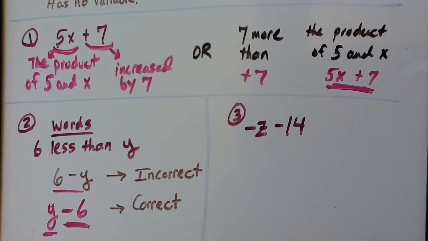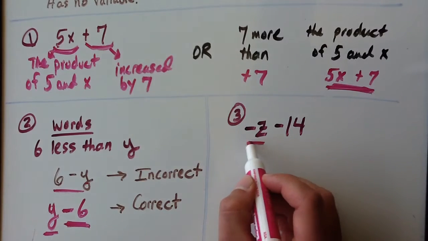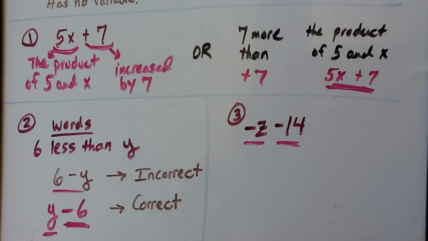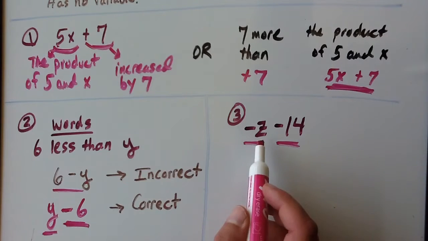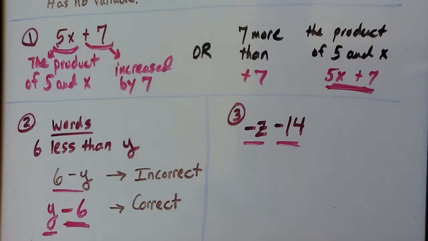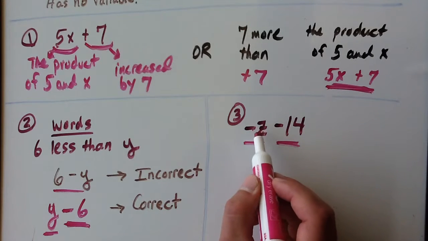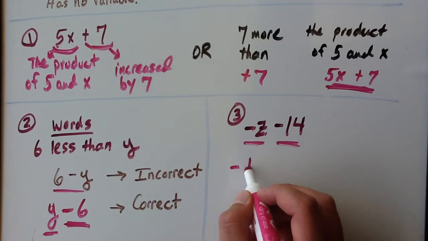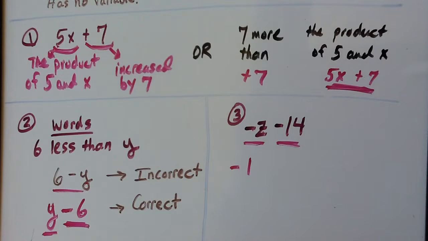Number 3, we have negative z minus 14. Again, there are 2 terms. Negative z is a term, and negative 14 is a term. So 2 terms. The variable, of course, is z. What's the coefficient? What is the coefficient of z? What number is being multiplied by z? Well, again, I don't see a number, so I just said it's 1, but in this case, it's negative z. So it's negative 1. That is the coefficient. That's the number being multiplied by z.